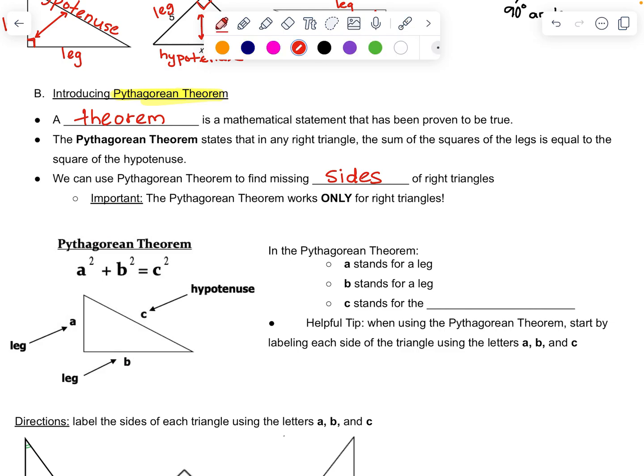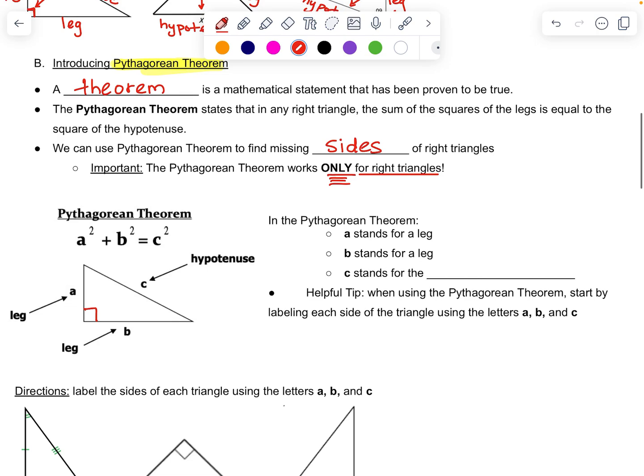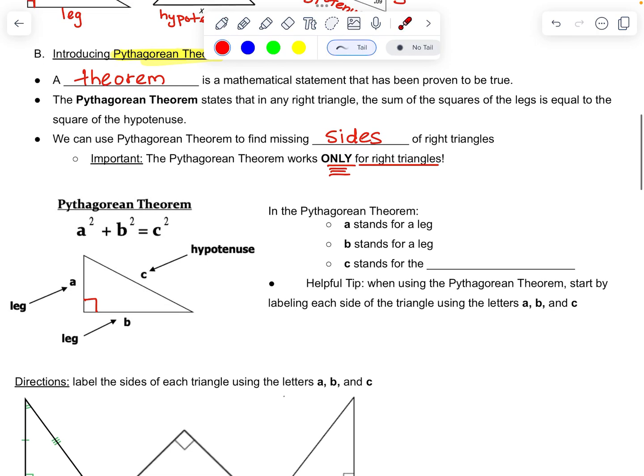And this is what I want to really make sure that everybody understands, which is that this theorem is only true for right triangles. Only for right triangles. Okay, we're not going to use it for any other kinds of triangles. It only works for right triangles. So if I have these little markers indicating that that's a right angle. Okay, so when we're doing Pythagorean theorem, we have this formula. The A stands for leg.